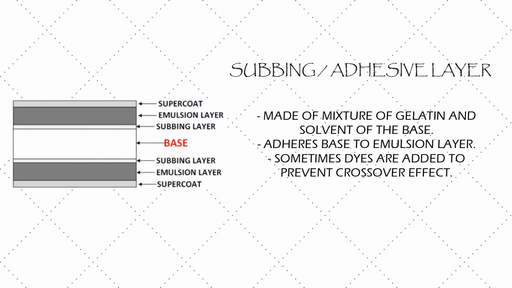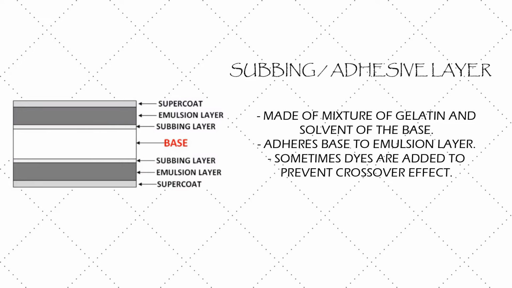The subbing layer, also known as the adhesive layer, is made of a mixture of gelatin and a solvent of the base that lies between the base and the emulsion layer. It makes sure the emulsion layer stays glued to the base at all times. This is important because the emulsion layer and the base do not behave the same way when they are wet.